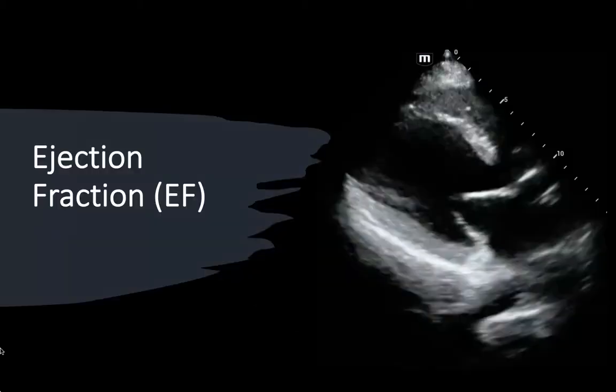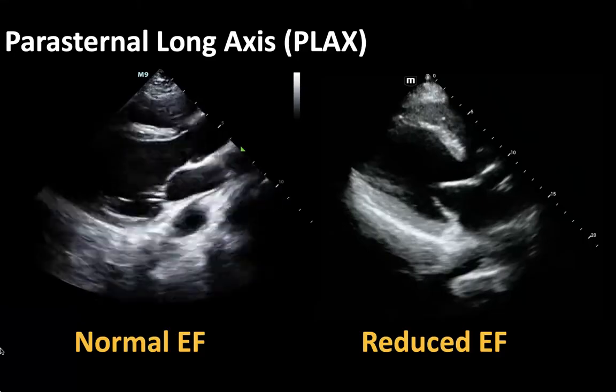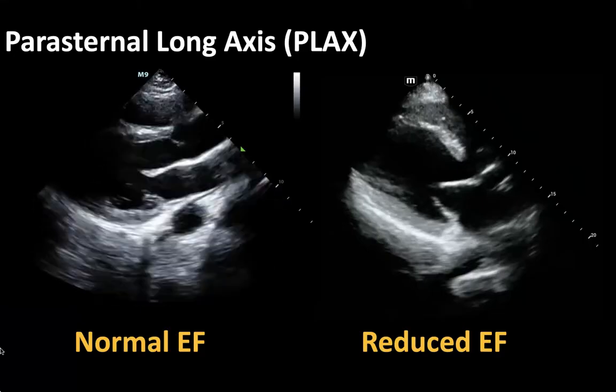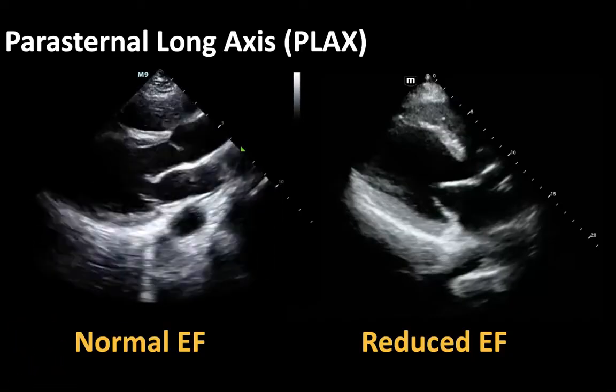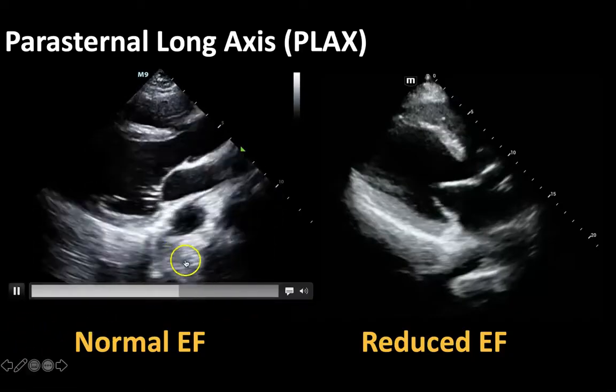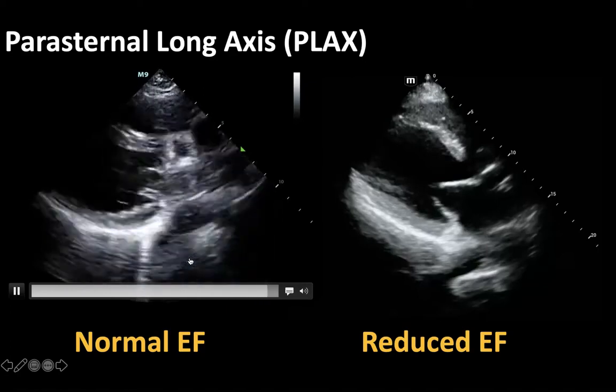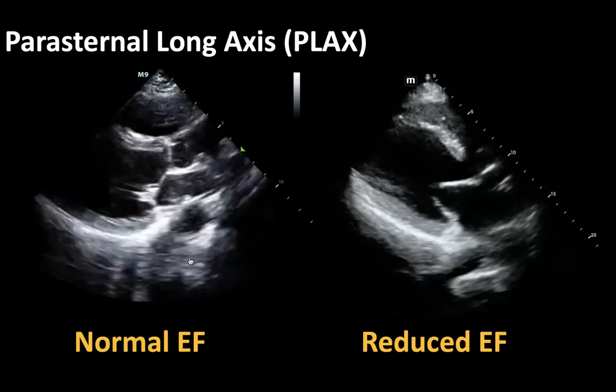So let's dive right into it. When we look at ejection fraction, we're really just looking at how well the heart is squeezing. So as a refresher from that last video, a little spaced repetition, we'll just go through what we're looking at again one more time. So this heart on the left side of the screen is going to be a parasternal long axis view of a heart with a normal ejection fraction.